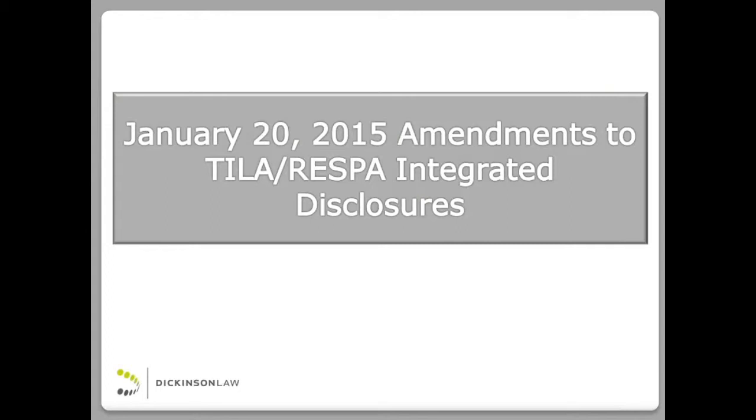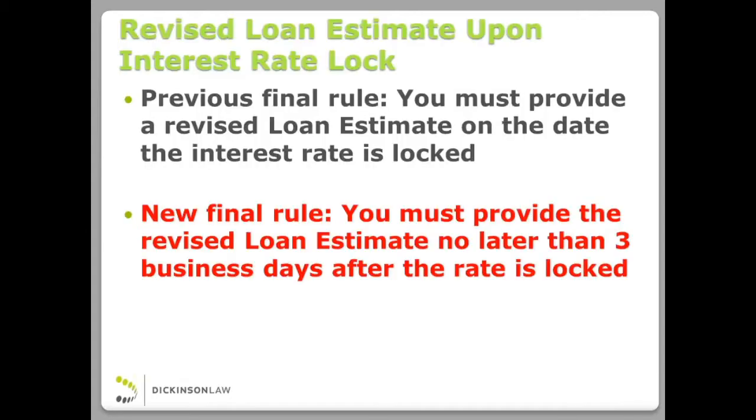So first, the update on the TILA RESPA integrated disclosures is the recent amendments that were made on January 20th. These are relatively simple amendments, but I want to make sure to highlight them so you can get them in your policies and procedures as soon as possible. The first change involves providing a revised loan estimate on the interest rate lock.